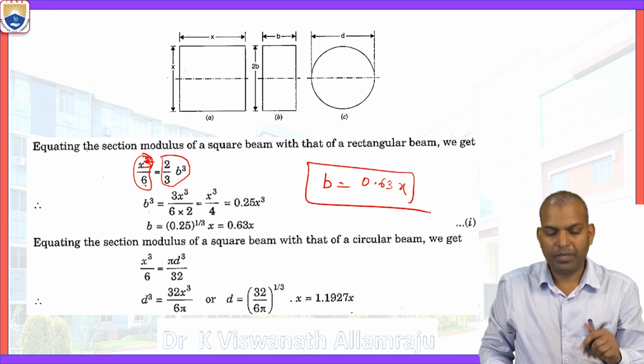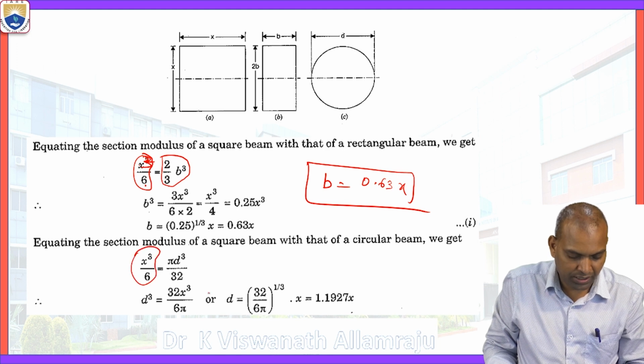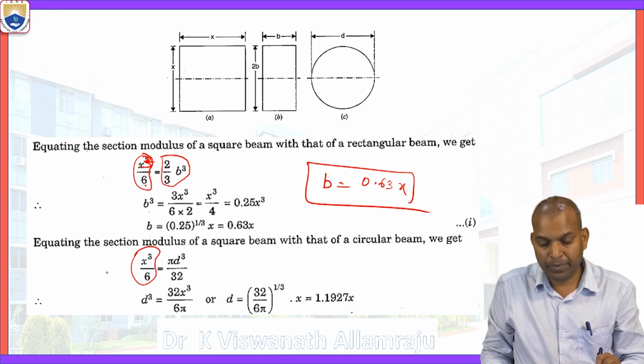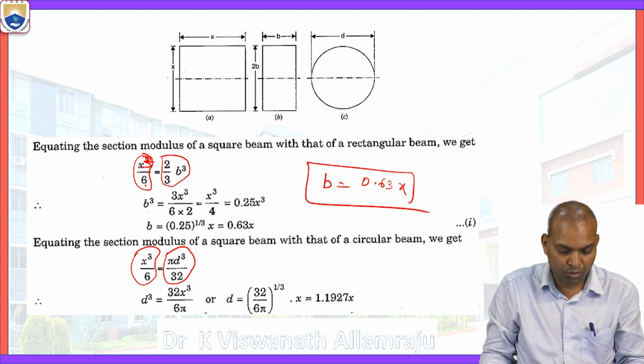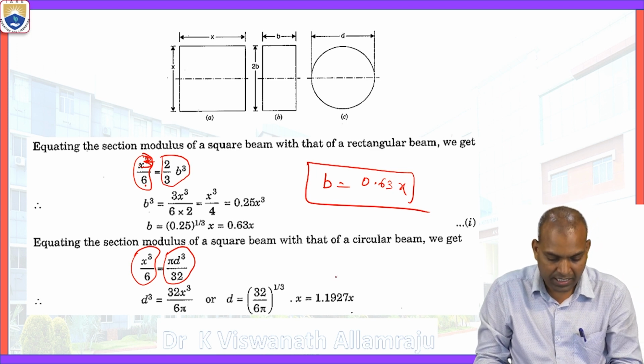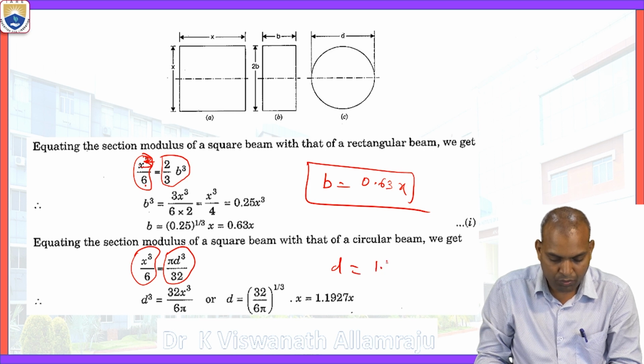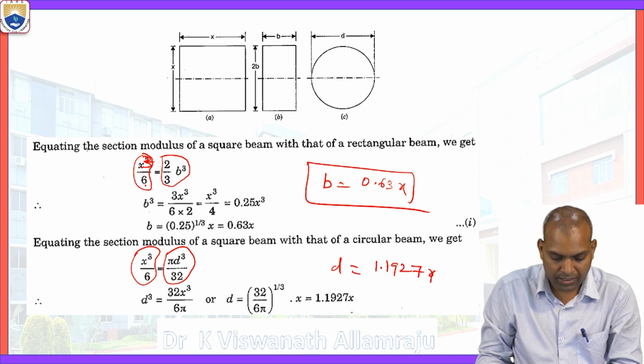And next, square beam section modulus is x cube by 6 and circular beam section modulus is pi d cube by 32. From this relationship, we can know the relation between D and x, that is D equal to 1.1927x.